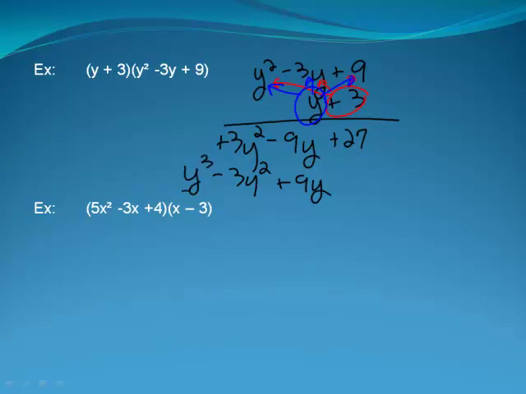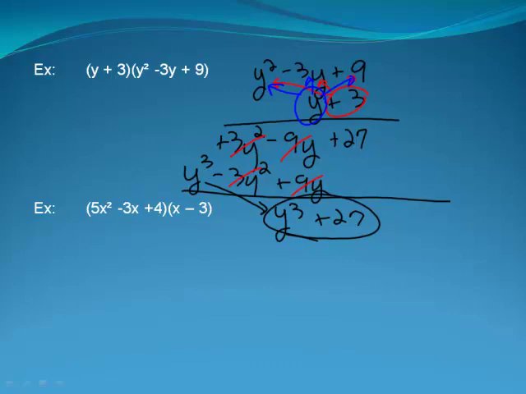If you add that up, notice that, and this problem we did before with the distributive property method as well, negative 9y and positive 9y is 0. So is positive 3y squared and negative 3y squared. So we're left with a final answer of y cubed, which is right there, plus 27. Same answer we got before with distributive property, using the vertical or column method.